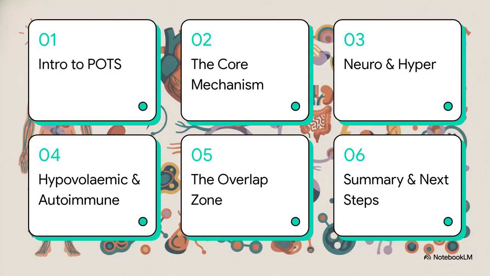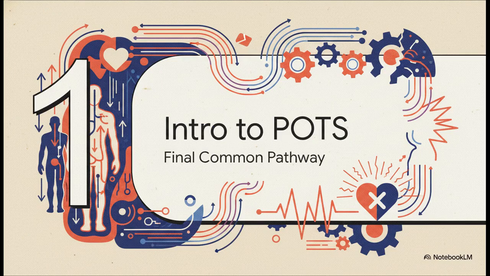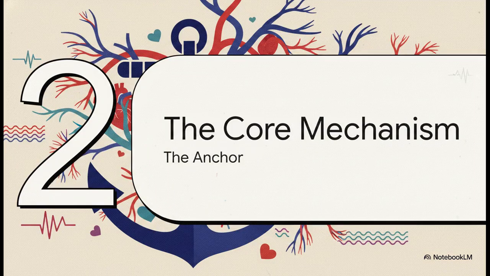So, here's our clinical roadmap for today. We'll start with a universal core mechanism of POTS, then we'll branch out into the 4 pathophysiological subtypes, look at where they overlap, and finally summarize our clinical next steps. Let's dive in. Section 1. Introduction to POTS as a final common pathway. Moving on to Section 2, let's establish our anchor, the core mechanism.